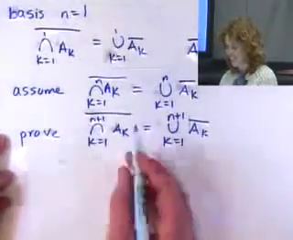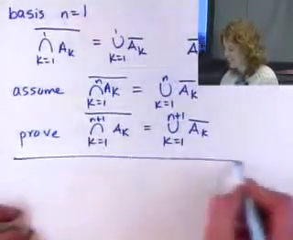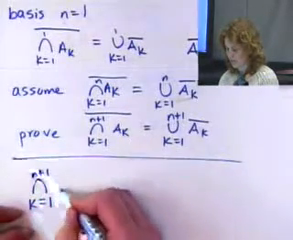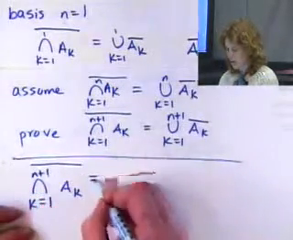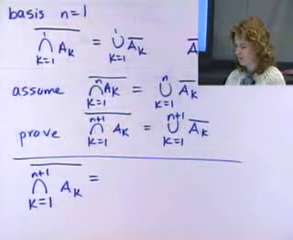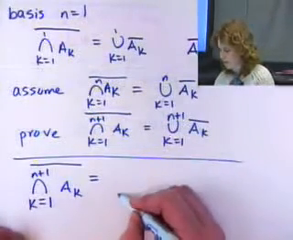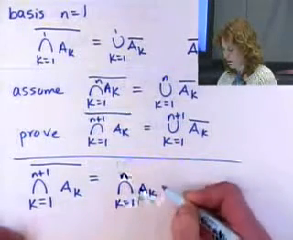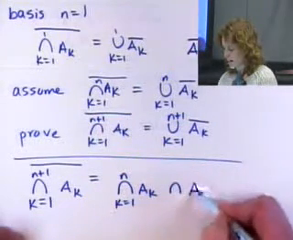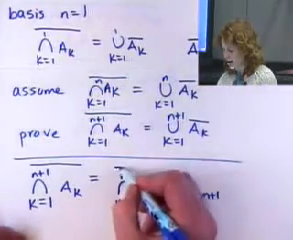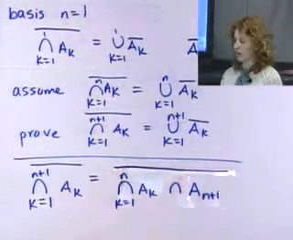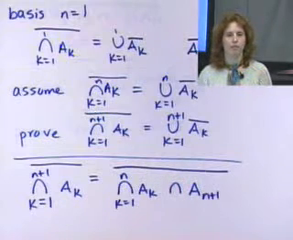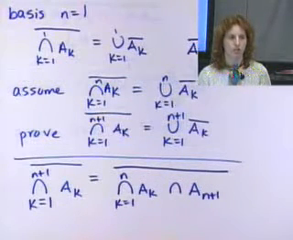Okay, so now the next thing is to start with what I have on the left. Okay, so that's equal to the intersection k equals 1 up to n of ak. If I intersect the last set, a sub n plus 1, with that, and negate all of it, then that gives me the intersection all the way up from 1 to n plus 1. Notice that that intersect is under the negation.